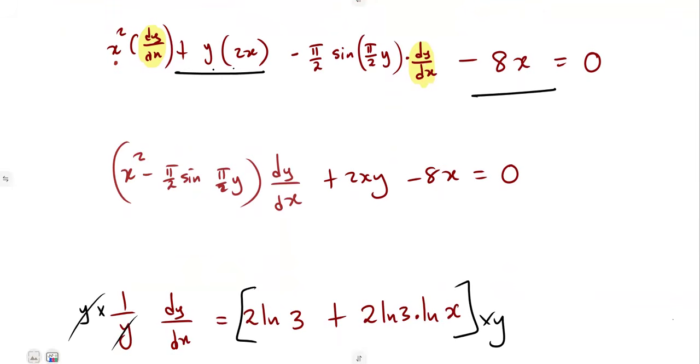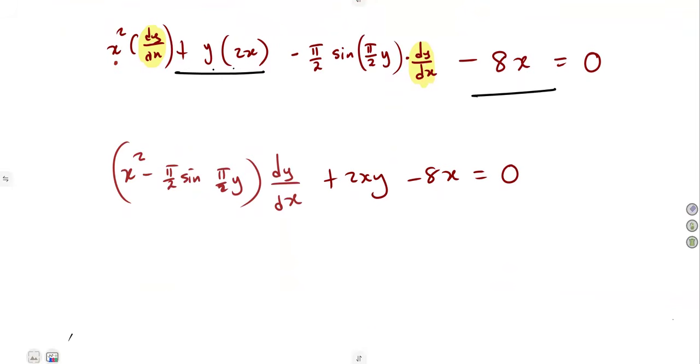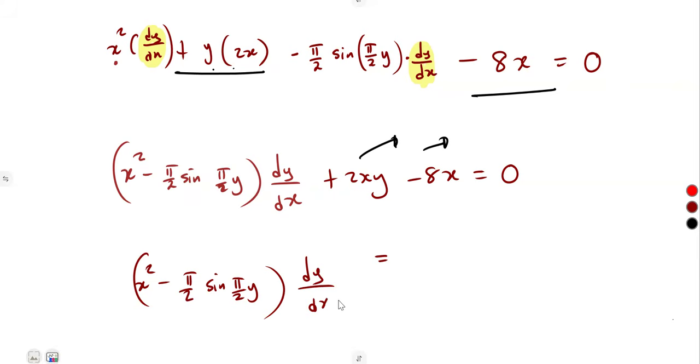What we want is to find dy/dx, so we can get rid of other terms which do not have dy/dx, which is this part here. We can take it to the other side of the equation. So meaning to say, this whole part left, x squared minus pi over 2, the sine of pi over 2y like this, times dy/dx is going to be equal to, taking this, minus is going to change to a positive, that's 8x. This one is going to change to a negative, so that's negative 2xy.